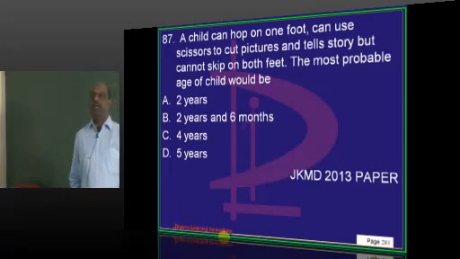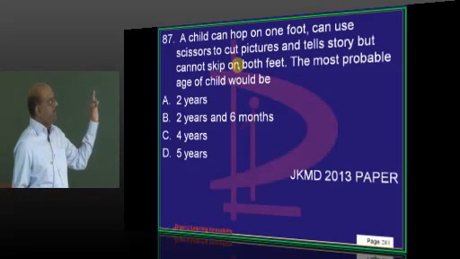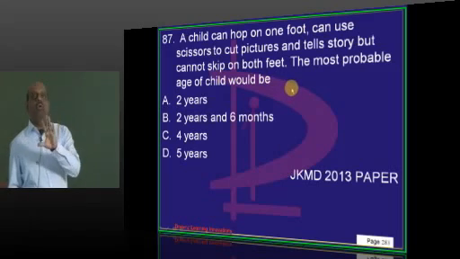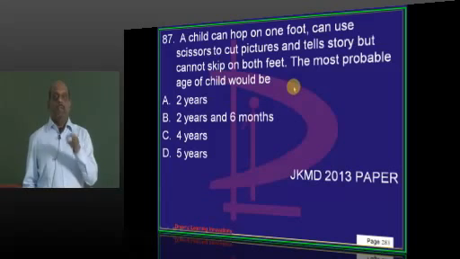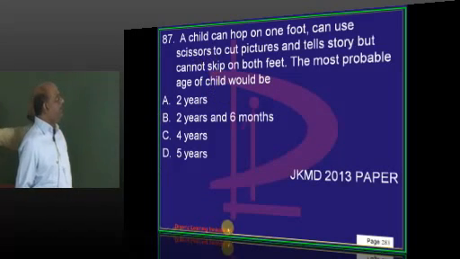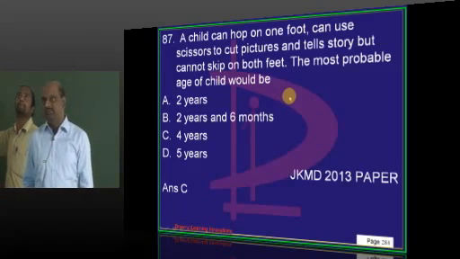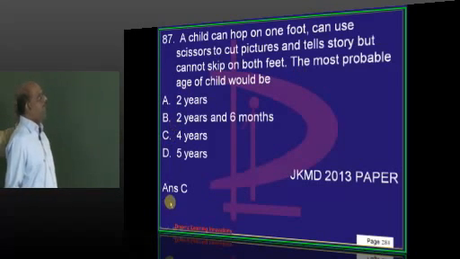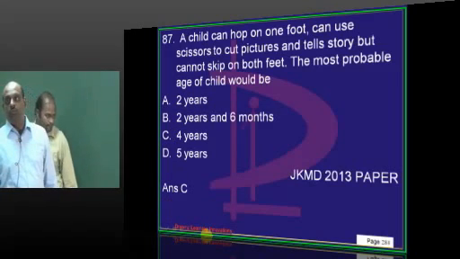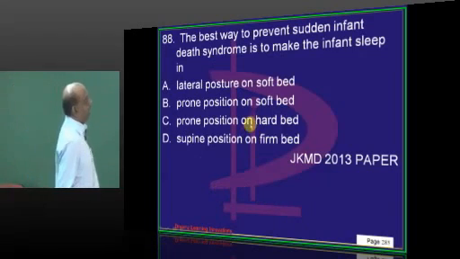This is a beautiful question, doctor. A child can hop, it can use scissors, but it cannot skip on both feet. Skipping on both feet is one important feature which you get at the 5th year, not the 4th year. So that's the reason the child is 4 years of age is a true statement, is what needs to be remembered.